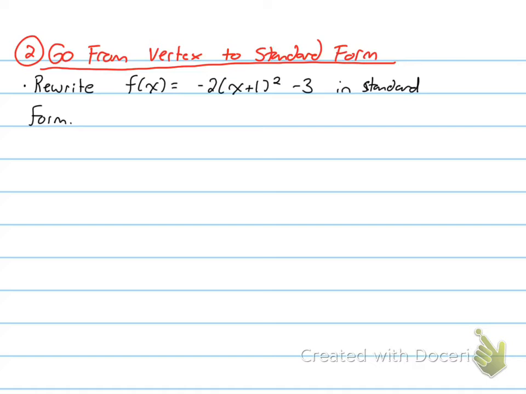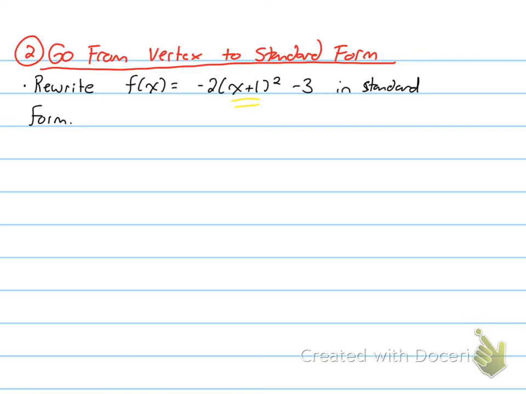So here, let's start by rewriting an equation in vertex form and moving it into standard form. Here I have the equation f of x equals -2 times (x plus 1) squared minus 3. And I want to get it into standard form. So basically, what I want to do here is get rid of all the parentheses and combine like terms.